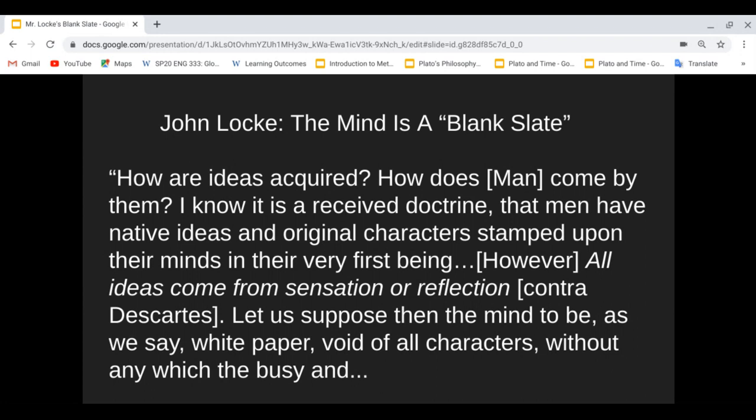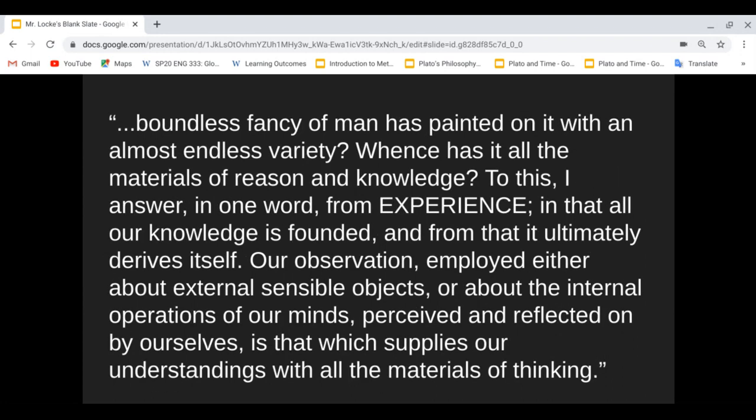However, all ideas come from sensation or reflection. He's arguing, obviously, against Descartes. Let us suppose, then, the mind to be, as we say, white paper, void of all characters, without any ideas. How comes it to be furnished? Whence comes it by that vast store which the busy and boundless fancy of man has painted on it with an almost endless variety? Whence has it all the materials of reason and knowledge? To this I answer in one word, from experience. In that all our knowledge is founded, and from that it ultimately derives itself. Our observation employed either about external sensible objects or about the internal operations of our minds, perceived and reflected on by ourselves, is that which supplies our understandings with all the materials of thinking.